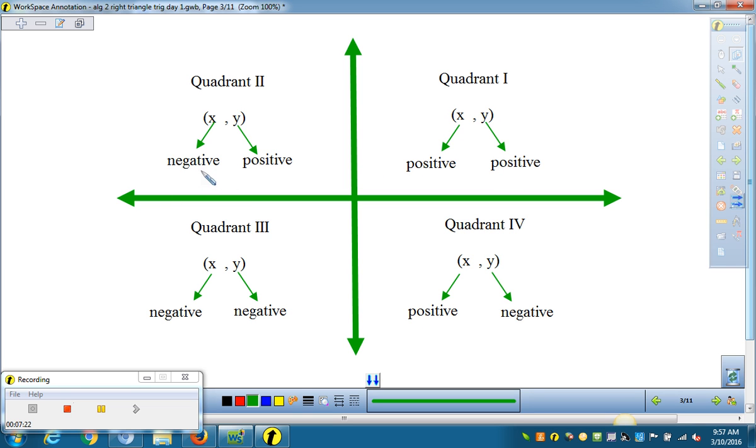And in quadrant 2, we go negative in the x, positive in the y. So the x is negative, the y is positive. Quadrant 3, it's negative x, negative y. They're both negative. In quadrant 4, it's positive x, negative y.